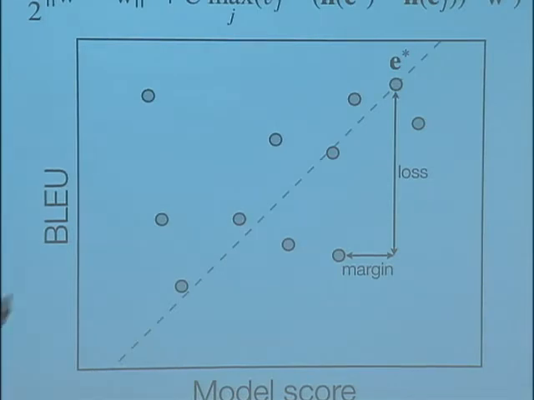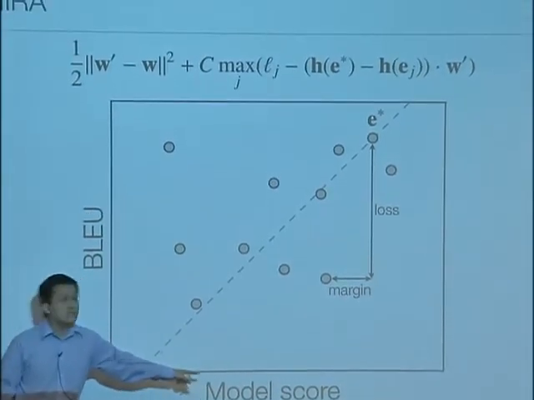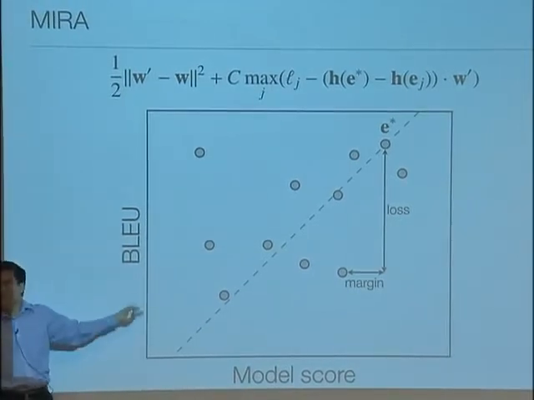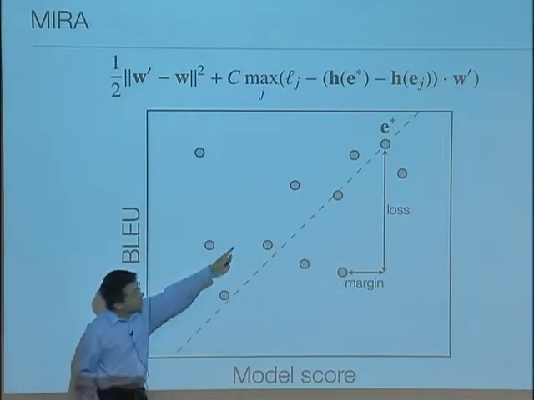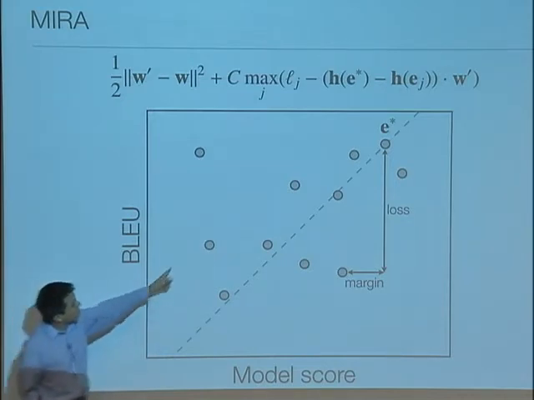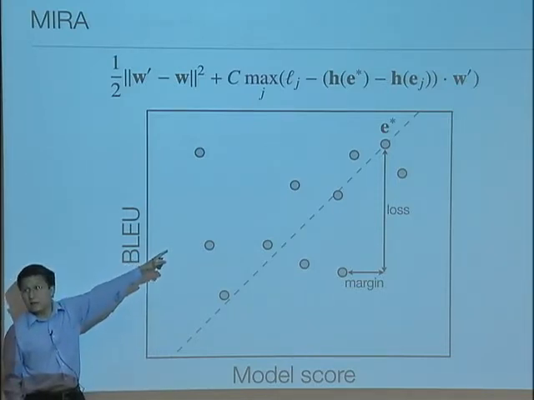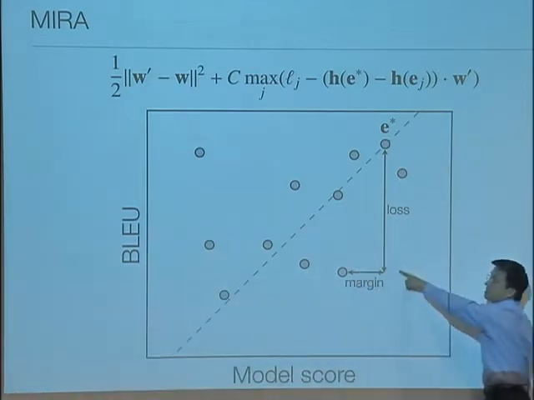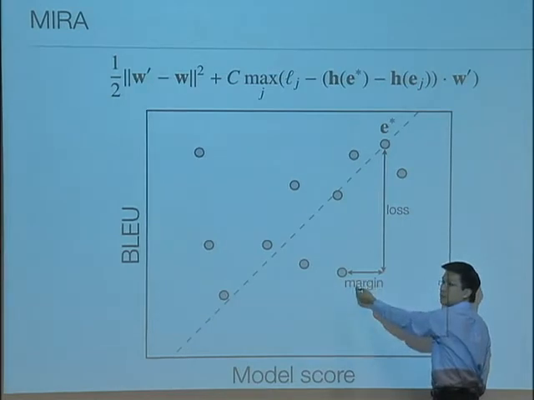So graphically, what's going on? This is a scatter plot. The x-axis is the model score, how good the model thinks each translation is, and the y-axis is the BLEU score. We pretend that this is objectively how good the translation actually is. Ideally we want all the dots lined up along a diagonal, but of course they're not going to be. Suppose these are our EJ, our candidate translations. We select the one at the very top to be E star, and then the vertical distance between a point and E star is its loss. That's the BLEU difference. And the horizontal difference is the margin. That's the model's idea of the difference between the two.